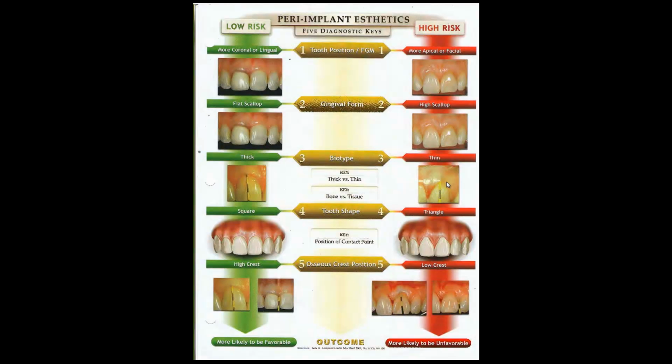So let's summarize all the risk factors. You can see a flat scallop, a more coronal position of the gum, so less risk for immediate implant placement. You can see a more triangular shape, thin scallop or high scallop, that's going to give us high risk. Also thick biotype or thin biotype. So all these risk factors you have to keep in mind before making a clinical decision.